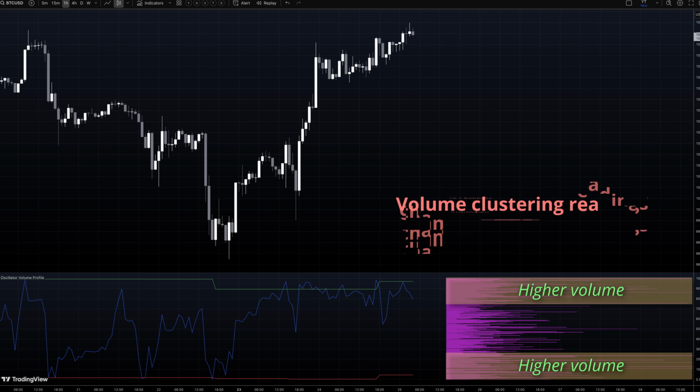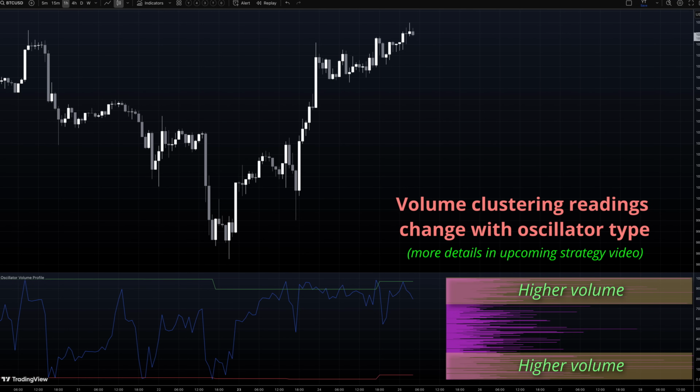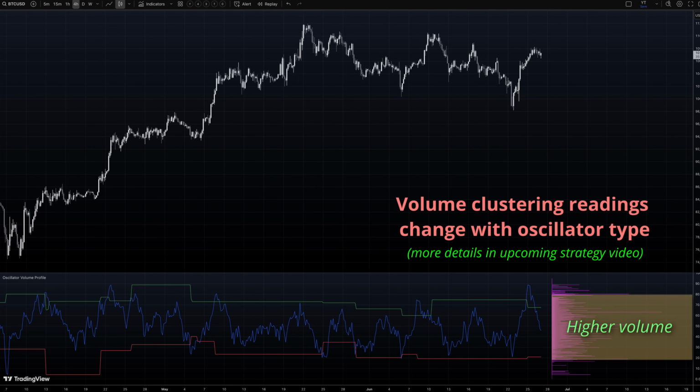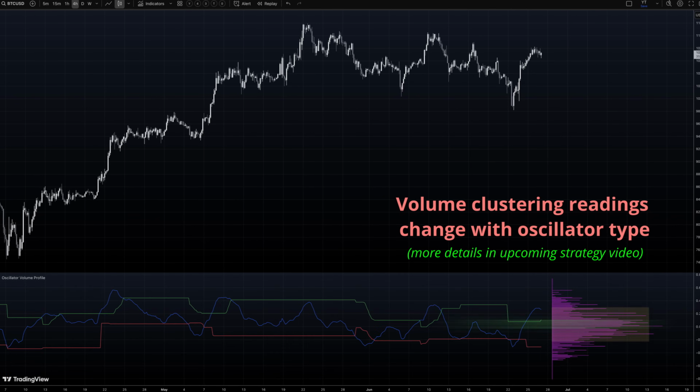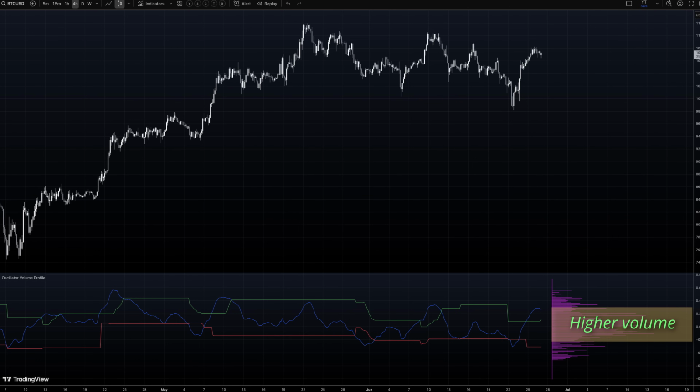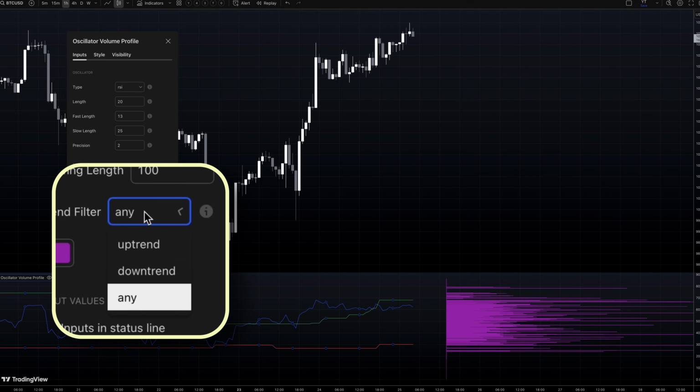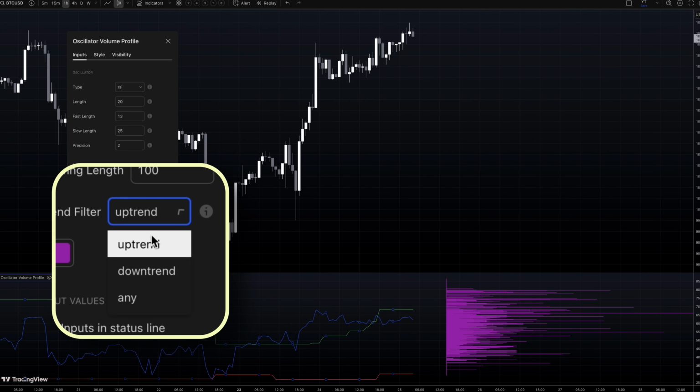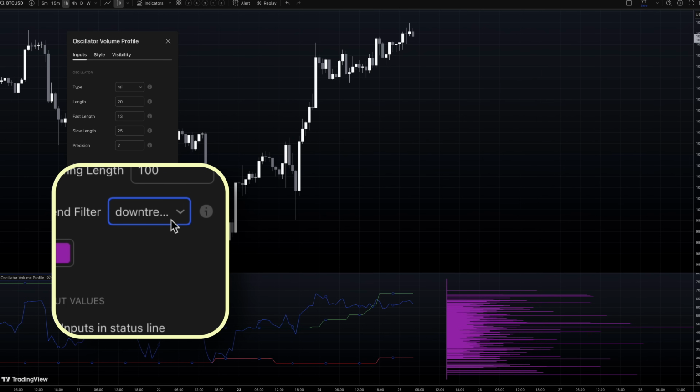Traders can identify oscillator levels where volume clustering suggests strong support or resistance for momentum itself. When an oscillator approaches these high-volume zones, it may indicate areas where momentum could stall, reverse, or accelerate based on historical volume patterns. The trend filter option allows focusing on uptrend or downtrend periods exclusively.